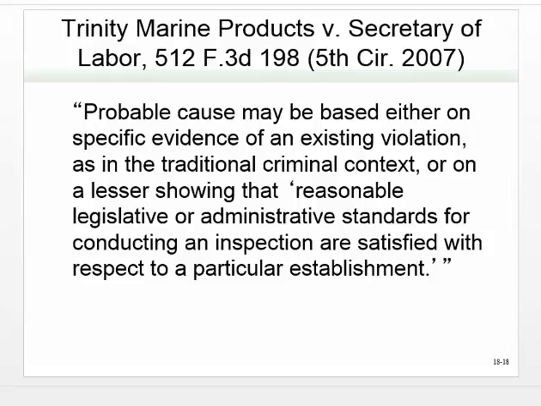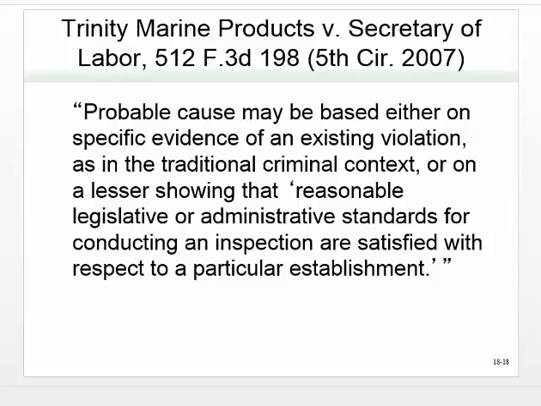So the Trinity Marine Products case. This gets more into detail with the power of the agency under the Fourth Amendment to conduct an inspection, and the right of the business to assert a Fourth Amendment right for a warrant, the probable cause for that warrant. So a warrant is necessary for certain activities to be conducted under the Fourth Amendment for certain inspections. Sometimes administrative agencies don't need a warrant, but in this case they needed a warrant.